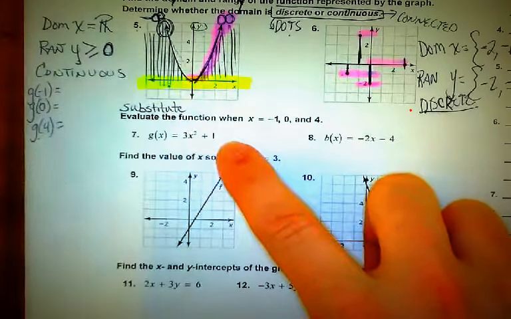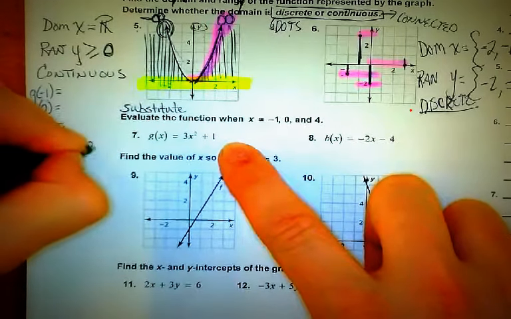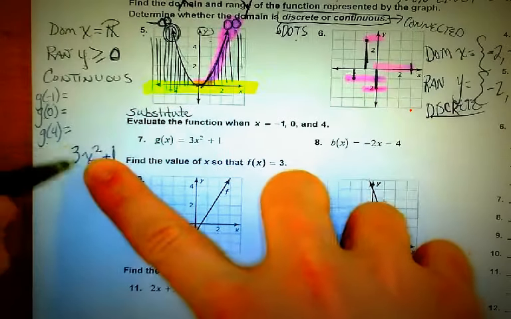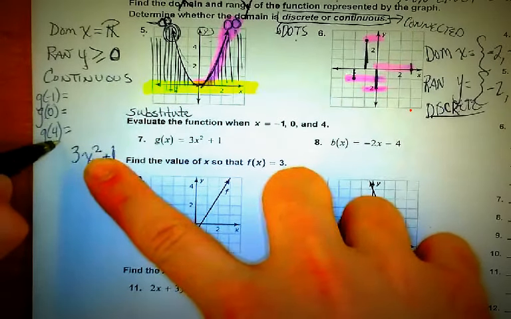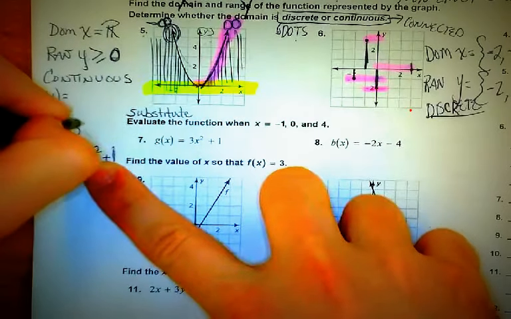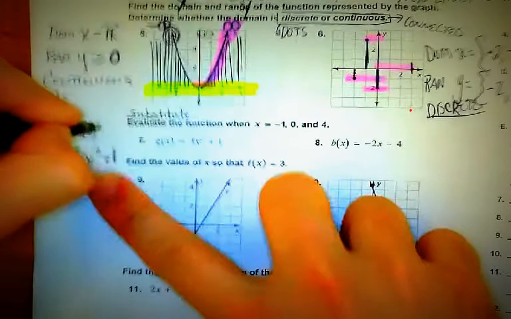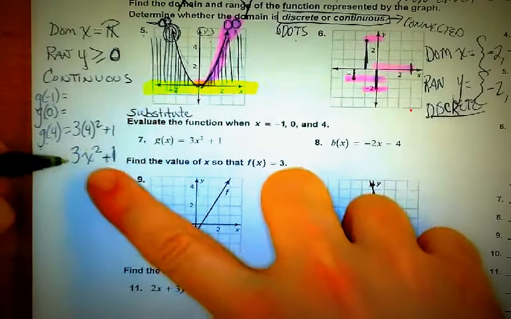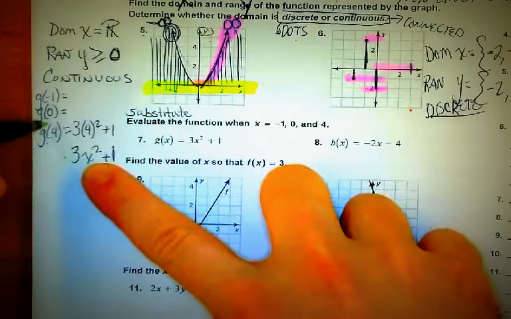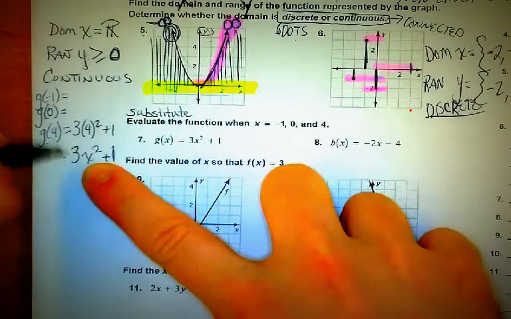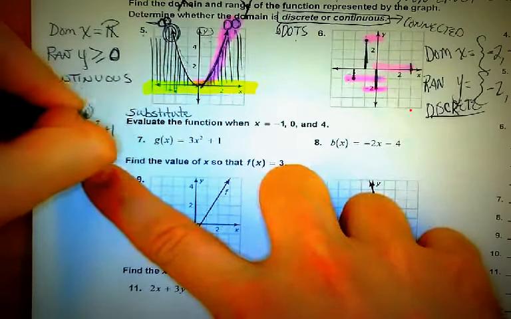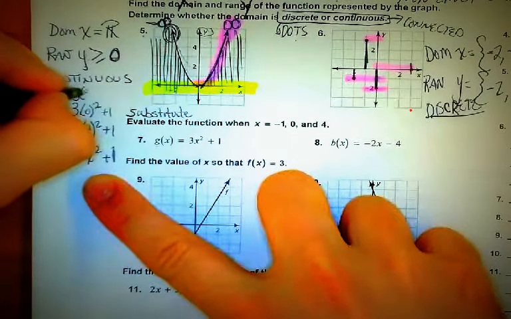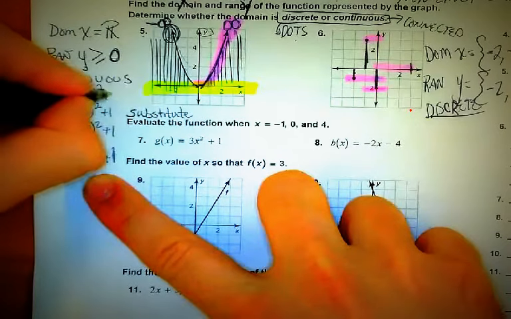So we're going to use this equation, which is 3x squared plus 1. And instead of the x, we're going to put the number 4. So 3 times 4 squared plus 1. Now we'll go back to the original equation, and we'll put a 0 in. So 3 times 0 squared plus 1. And then 3 times -1 squared plus 1.